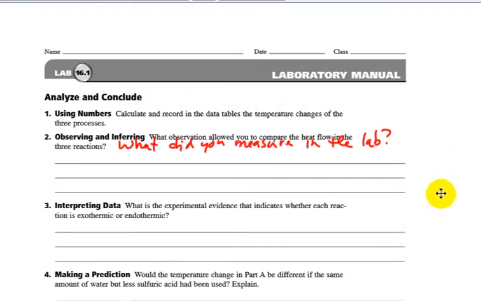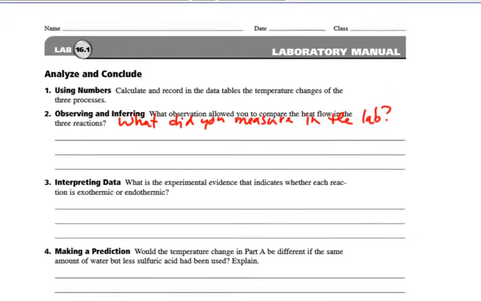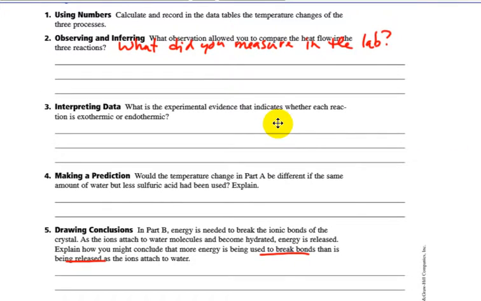That's fairly straightforward. Questions I want you to do are on the back here. Calculate and record the data table of the temperature change. What observations allowed you to compare the heat flow in the 3 reactions? So what is it that you actually measured in the lab? That'll give you a hint. What is the experimental evidence that indicates whether a reaction is exothermic or endothermic?